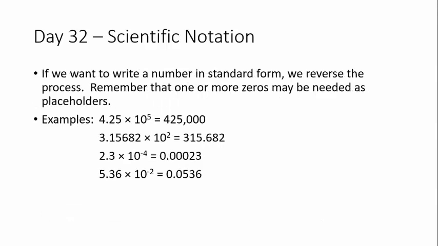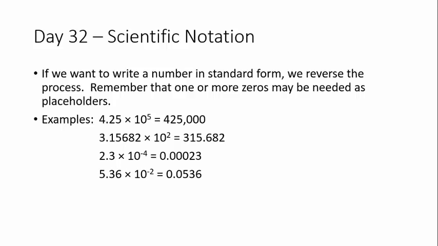We can reverse this process by converting numbers in scientific notation to standard form. 4 25/100 times 10 to the 5th in standard form is 425,000. The decimal point will be moved 5 places to the right. Frequently, we will have to add zeros as placeholders in order to accomplish this. Our next example, we've got 3.15682 times 10 squared. To get in standard form, I'm going to have to move my decimal point 2 places to the right.